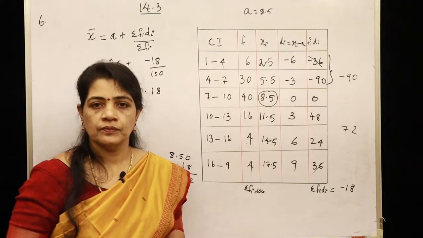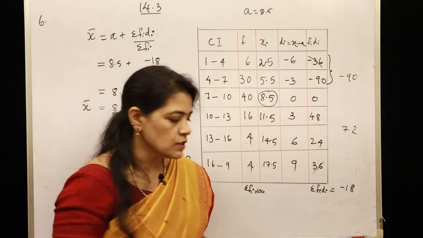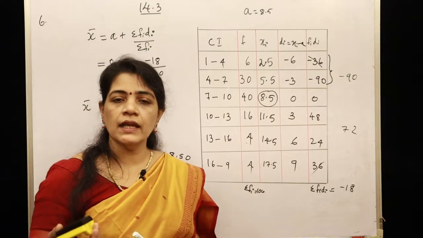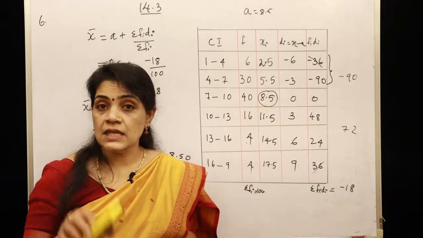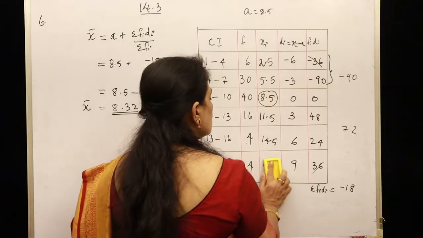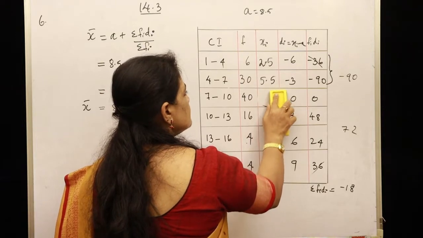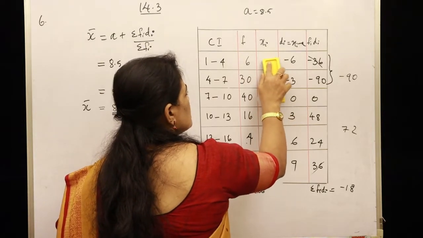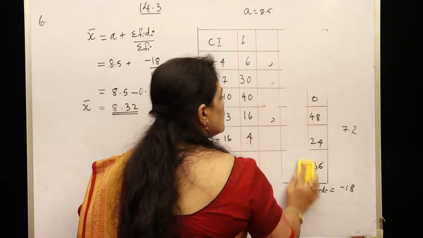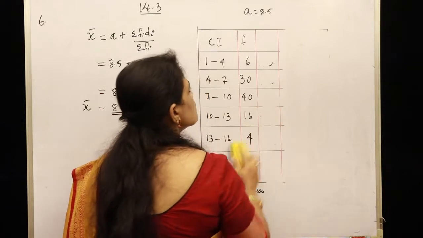Next we are going to find the median. In order to get the median, as I told already, we have to compute the CF, that is the cumulative frequency of each class interval. We don't need the xi and di columns. Instead of that, we complete the cumulative frequency of each class interval. So, CF.